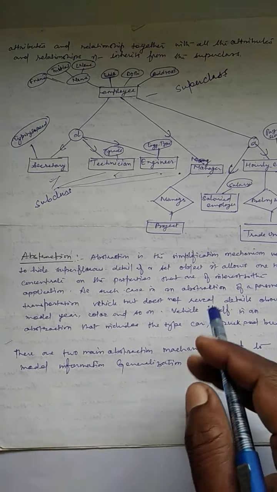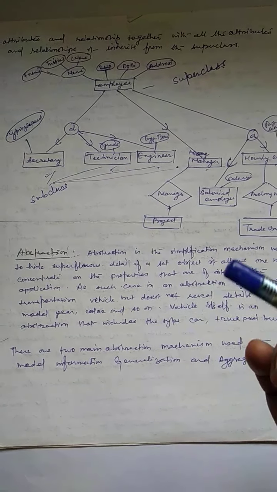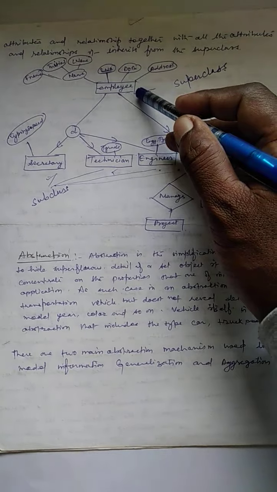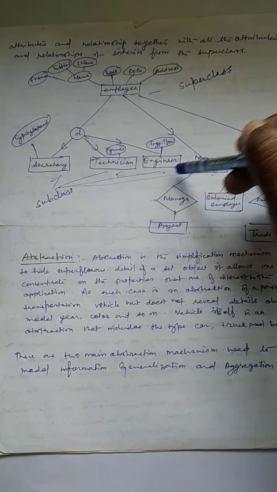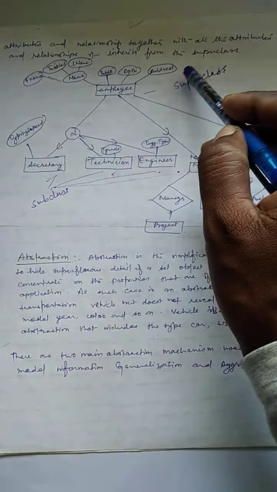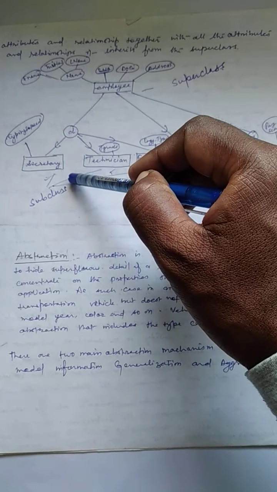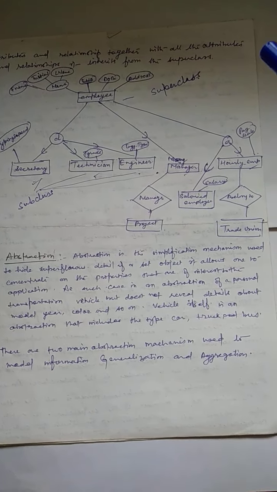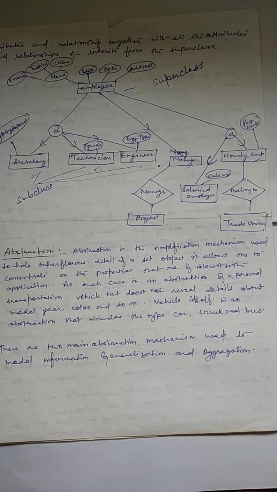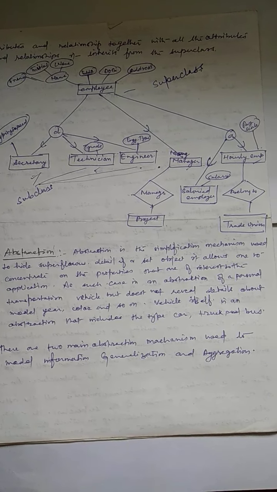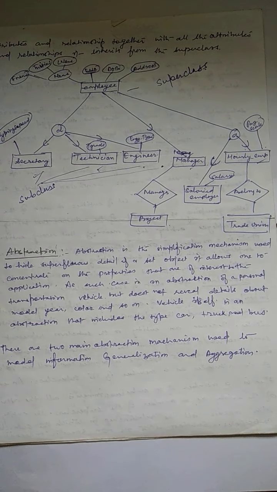How to hide data? You can say that abstraction means hiding the details of data and objects, just like when you say employees, secretary, technician, engineer, these details are hidden. Abstraction means only hiding the superfluous details of a set of objects.